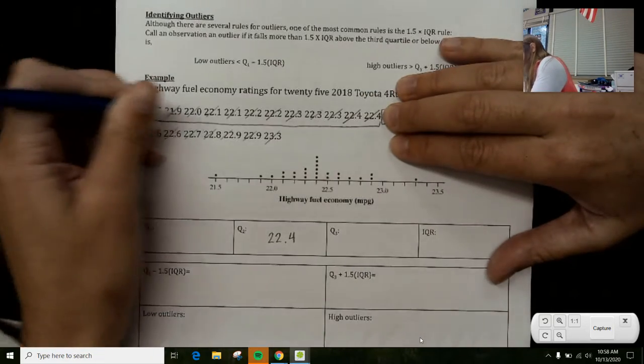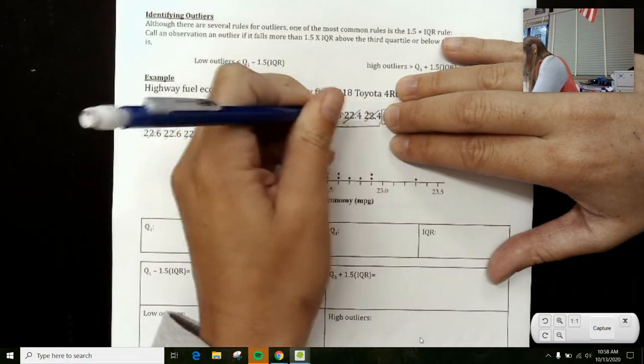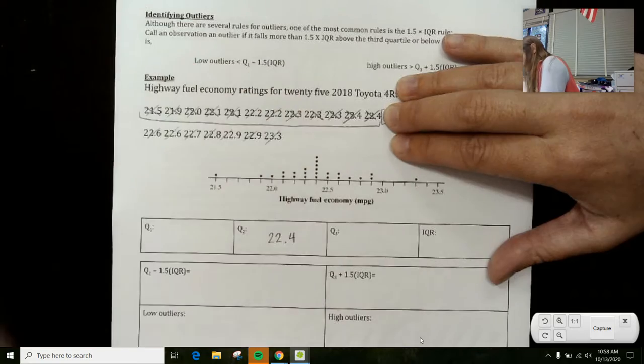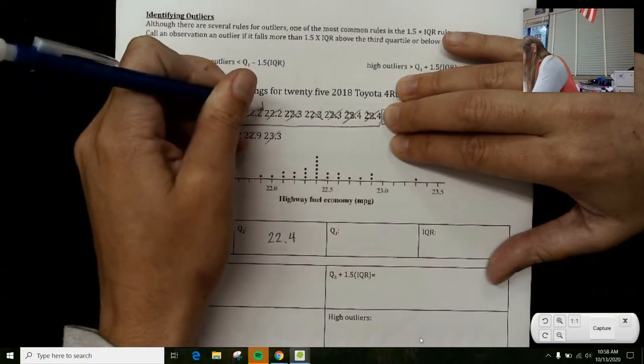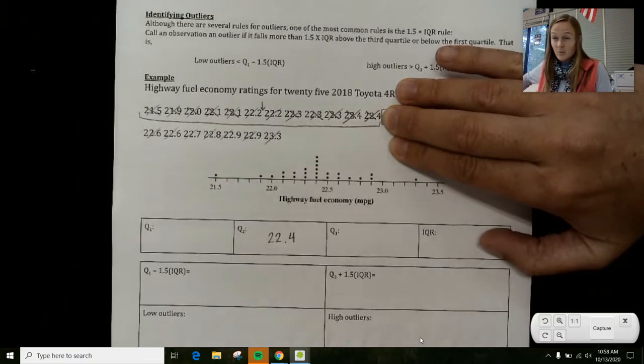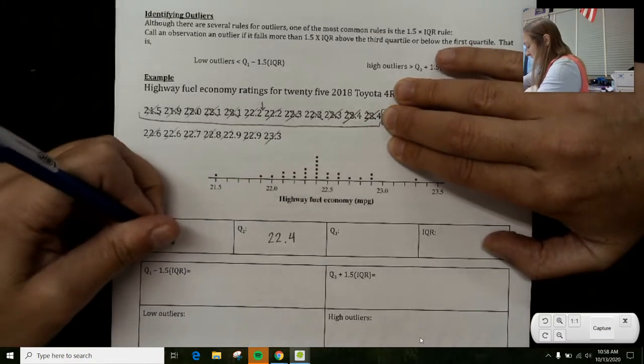So I'm going to do 1, 2, 3, 1, 2, 3, 1, 2, 1, 2. And I see my median is right here between 22.2 and 22.2. So my Q1 is going to be 22.2.